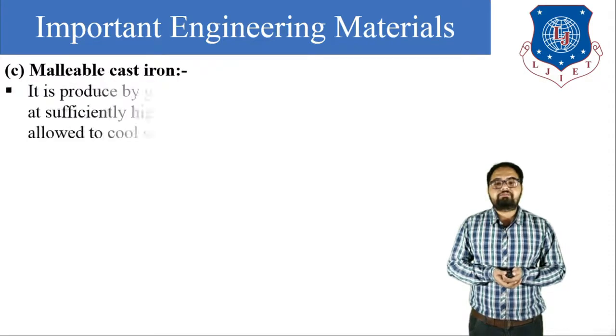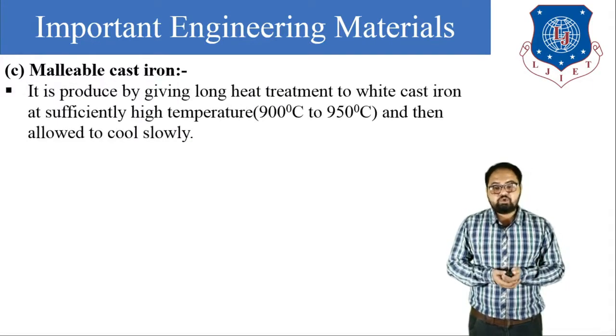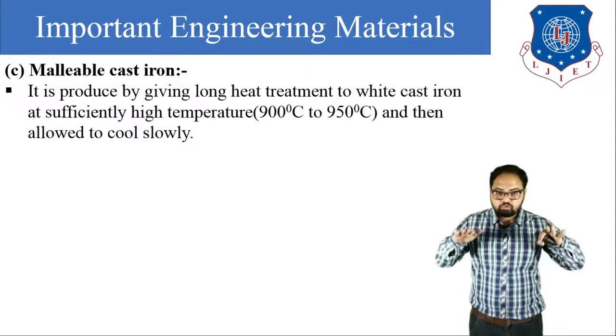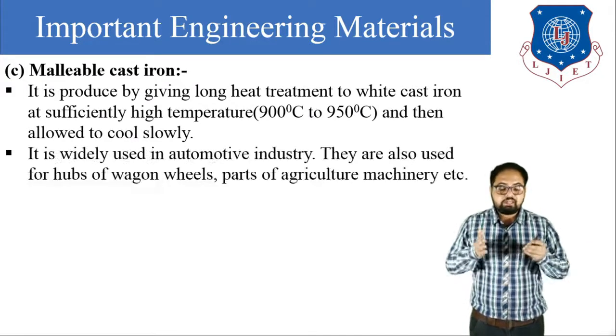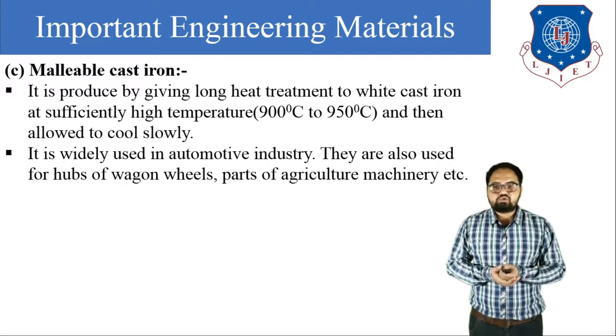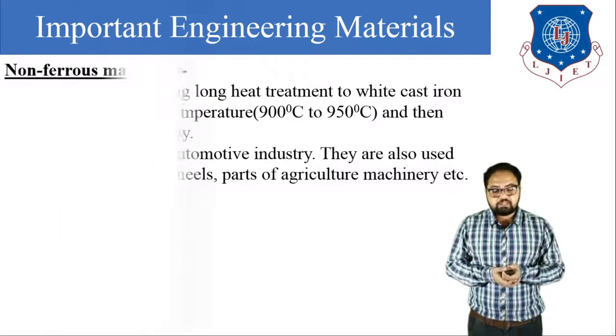And the third one is malleable cast iron. The malleable cast iron is produced by giving long heat treatment to white cast iron at sufficiently high temperature, around 900 degrees Celsius to 950 degrees Celsius, and then allowed to cool slowly. It is widely used in automotive industry. They are also used for hub of the wagon wheels, part of agriculture machineries, etc.